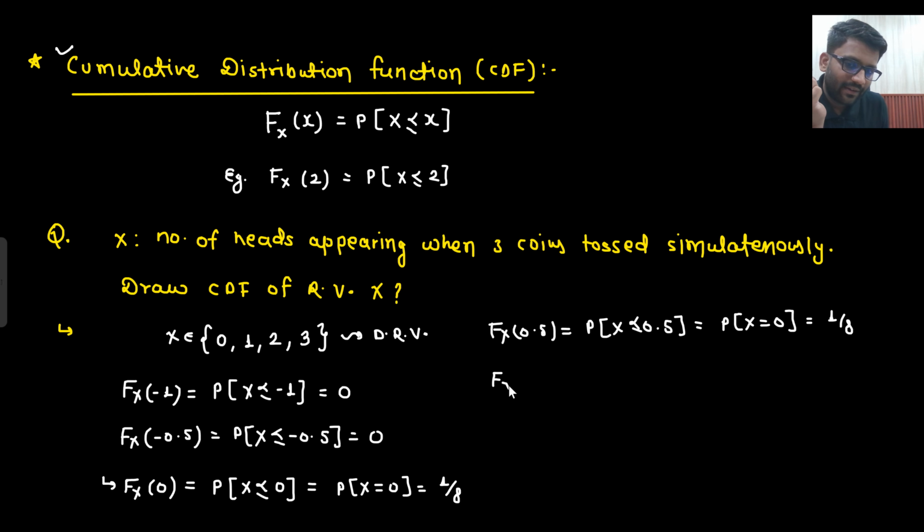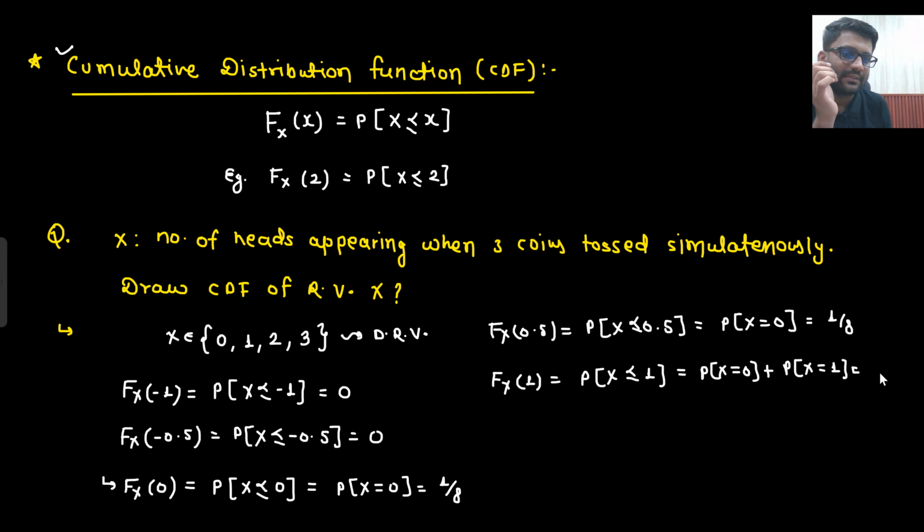Because if I find Fx of 1, what does that mean? Probability of random variable X taking value lesser than or equals to 1. That means it can take 0 as well, it can take 1 as well, right? So 1 by 8 plus 3 by 8, that would be equals to 1 by 2. This is 1 by 8, this is 3 by 8.